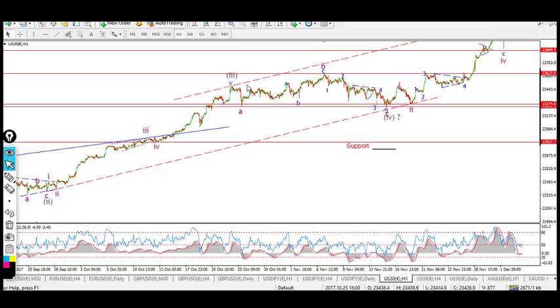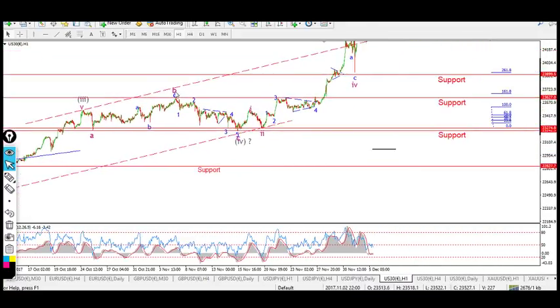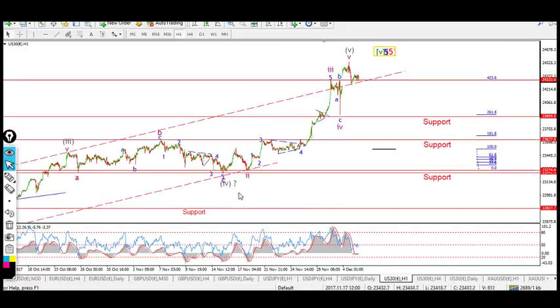Pick that up a little bit. ABC, expanded flat ABC, wave 4, and now 1, 2, an internal wave 3, which extended 1, 2, 3, 4, and 5. Again, an expanded flat ABC, wave 4, pink, and now a real blow off top to the upside, wave 5.